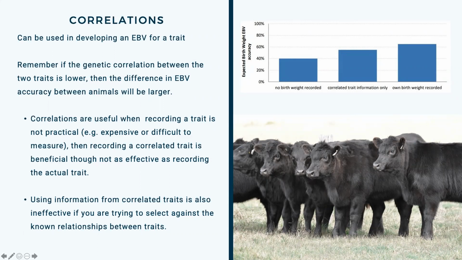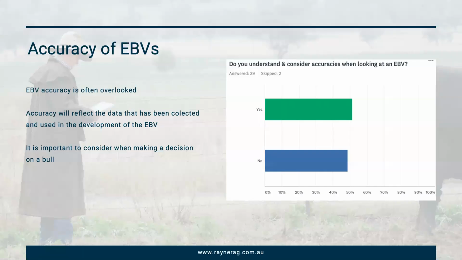So if I move across to this concept of accuracies, because this is the other key understanding within an EBV. Your accuracies are something that we all should be thinking about when you look at a breed catalog. When I asked the question prior to this webinar, do you understand and consider accuracies? It was close to 50-50. And I was a little bit surprised about that.